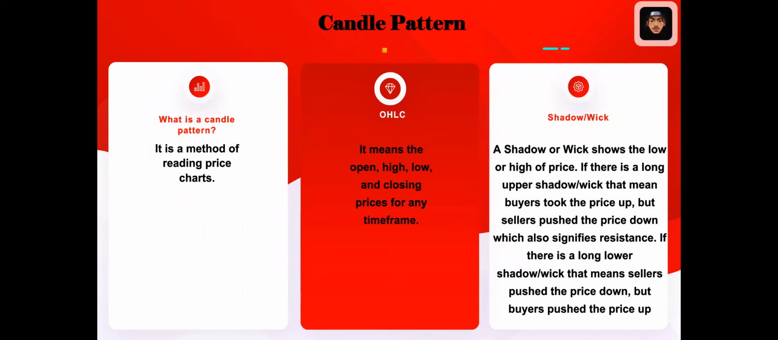All right. A shadow or a wick shows the low or high of the price. If there is a long upper shadow or wick, that means buyers took the price up, but sellers pushed the price down, which also signifies resistance. If there is a long lower shadow or wick, that means sellers pushed the price down, but buyers pushed the price up. This is important because with the strat, we count wicks or shadows, whichever one you want to call it. We count that.